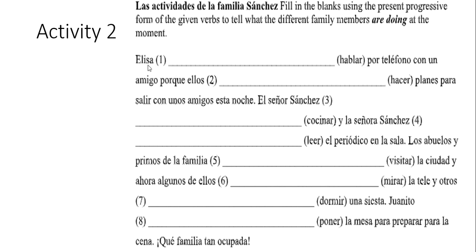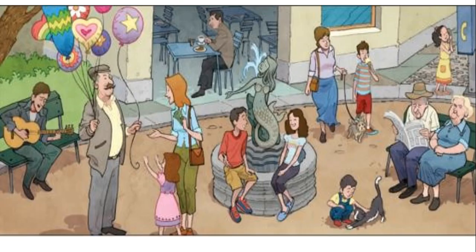So Elisa. What form of estar would we use to go with Elisa? Está. The participle, we're going to drop the AR, add ando, and then we have hablando. Entonces, Elisa está hablando por teléfono con un amigo porque, etc. Okay, so you can pause here and finish this activity. Move on when you're ready. Este hombre está tocando la guitarra.